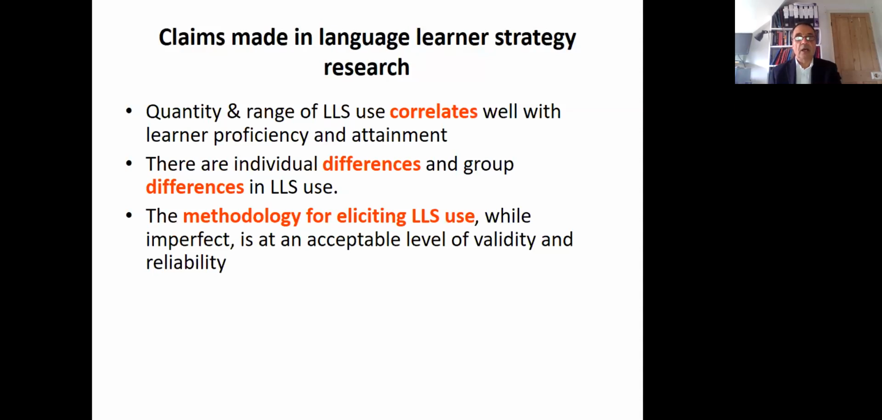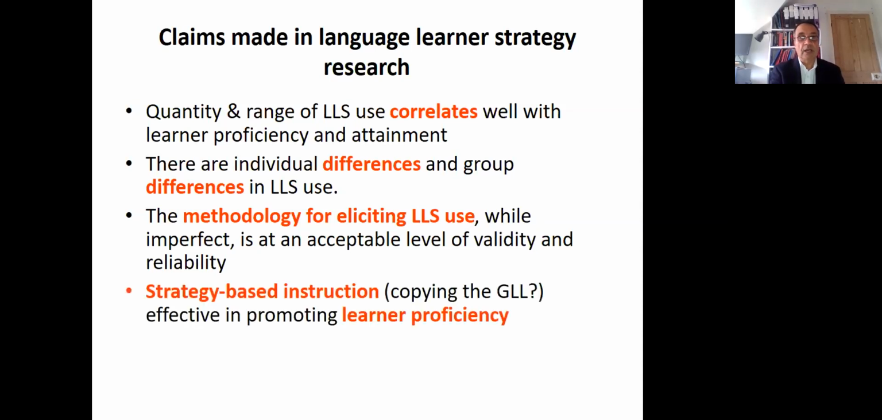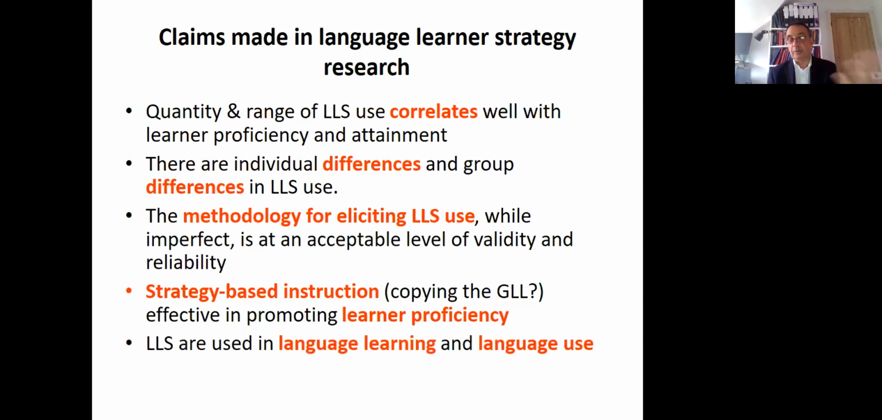I'll mention that in a minute. The methodology they claim for eliciting strategy use, although it's imperfect, is at an acceptable level of validity. I mean, methodology being problematic in the sense that you're trying to get inside people's heads, inside students' heads. So yeah, it's not easy to do, but think-alouds and things like that do help. And generally, the evidence is that strategy-based instruction is effective in promoting learner proficiency, and by copying the good language learner, for example. And language learning strategies are used in language learning and language use, not only for learning, but also in the 4 skills.